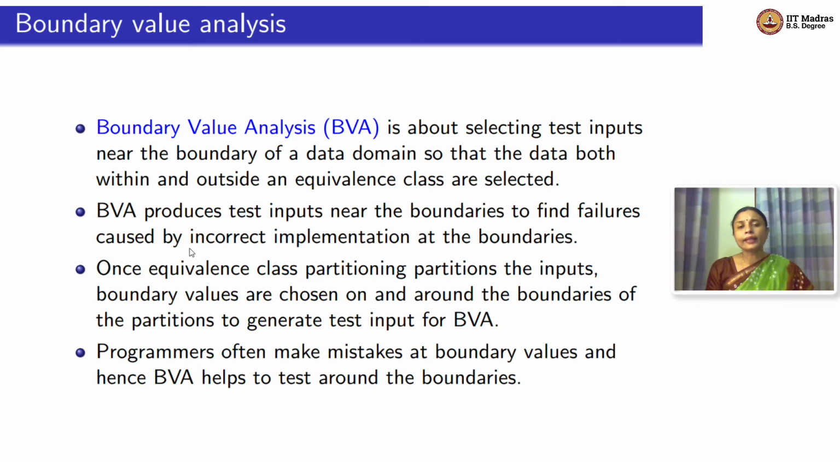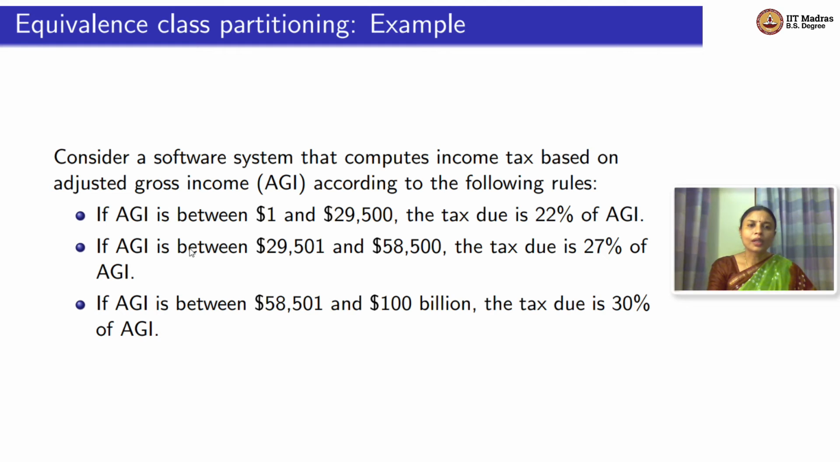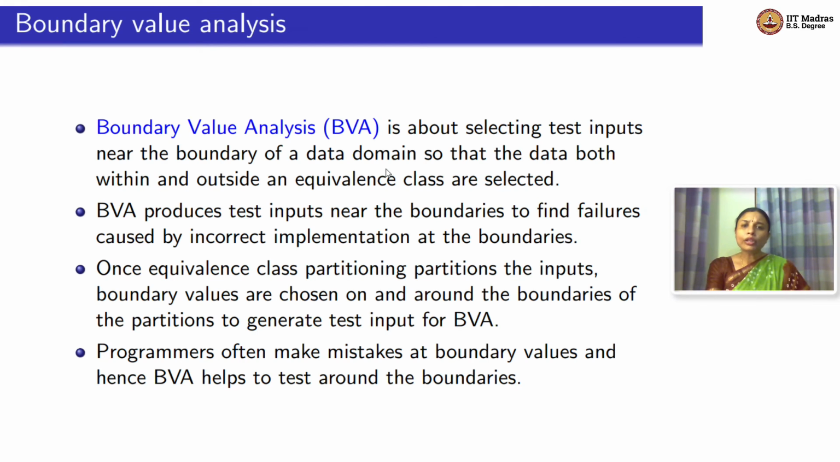It's all about selecting test inputs at the boundary. Like for example, as I told you here, what if somebody's income was less than 0.5? What if somebody's income was $58,500.5? Does the software work correctly at the boundaries of these slabs? So boundary value analysis is about selecting test inputs near the boundary of a data domain so that data both inside and outside the equivalence classes are selected.